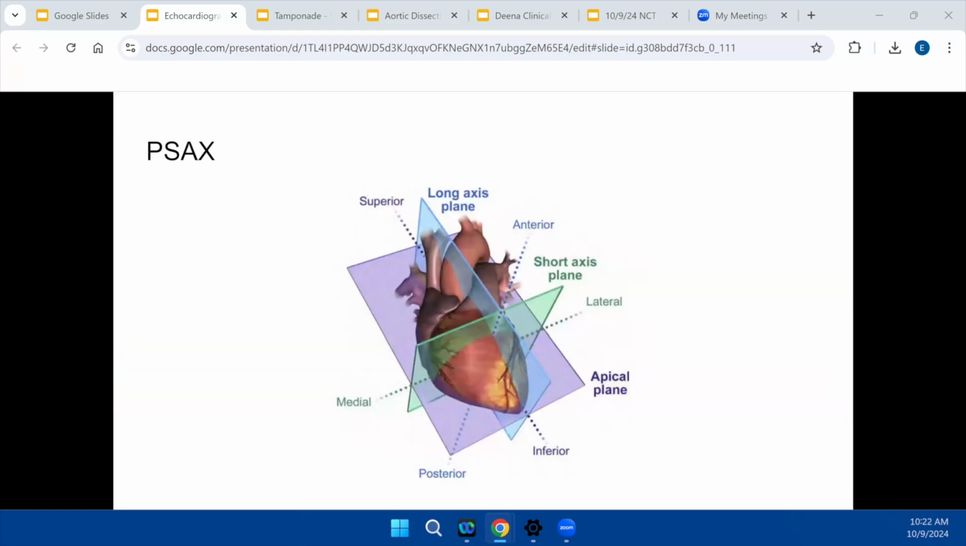Parasternal short axis, not much here. Get a great parasternal long axis view, and you're going to get a great parasternal short axis view. Your parasternal long axis is here, short axis is there, just a 90-degree turn. So concentrate on getting that good parasternal long axis, keep that in your image, and rotate 90 degrees.